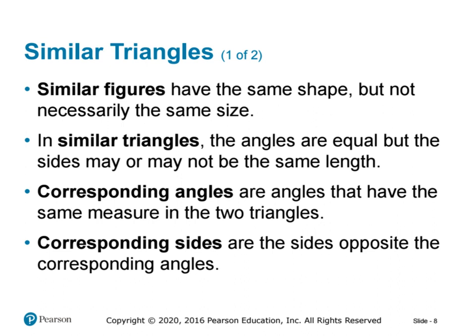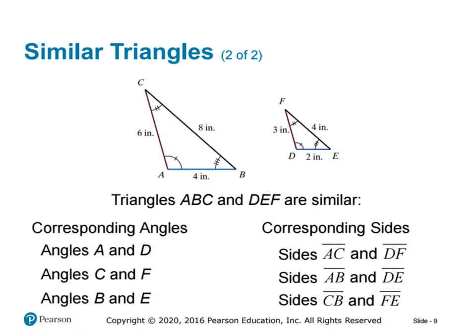All right, similar triangles. Similar triangles have the same shape, but not necessarily the same size. In similar triangles, the angles are equal, but the sides may or may not be the same length. Corresponding angles are angles that have the same measure in two triangles, and corresponding sides are the sides opposite the corresponding angles.